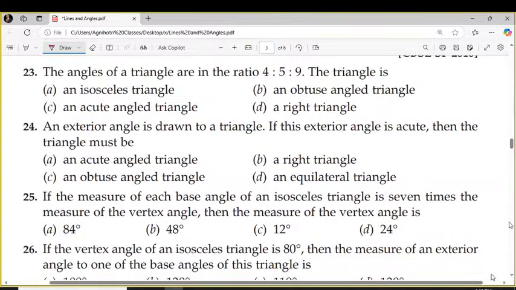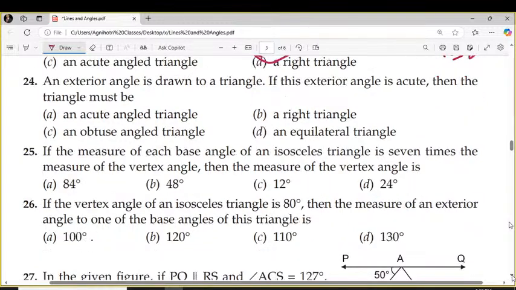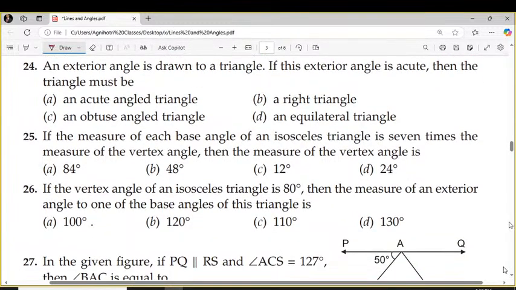Okay, come to 23rd. Sir, it's a right angle triangle. Okay, 18 is equivalent to 180. That's why 1 is equivalent to 10. Yeah, one angle is 90, one is 50, another is 40. It's a right angle triangle. Come to question 24.